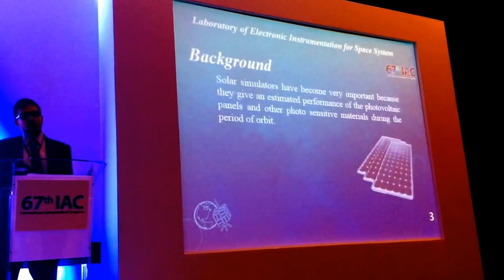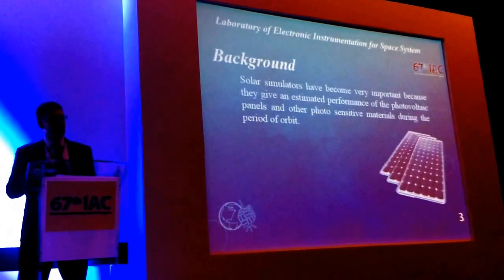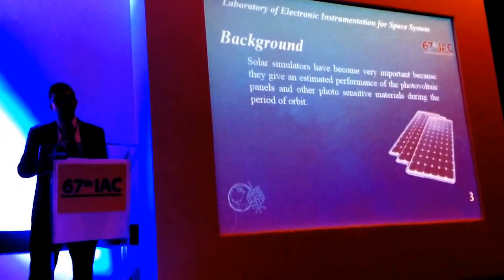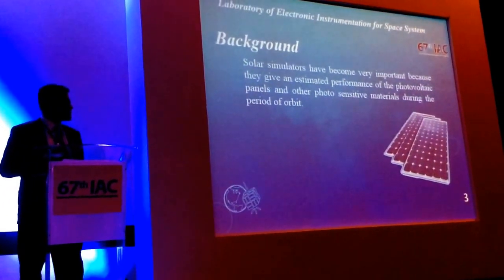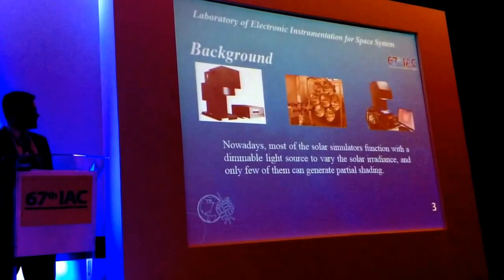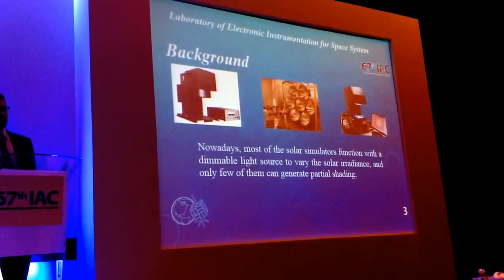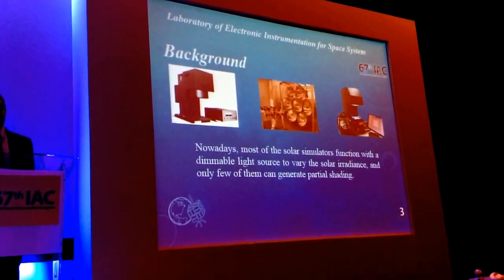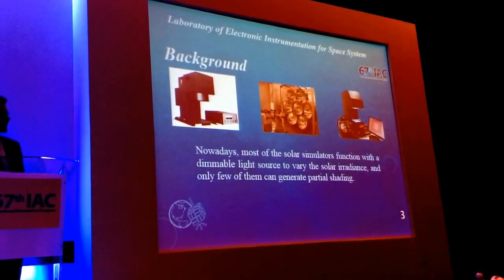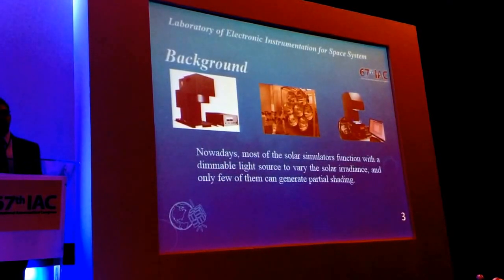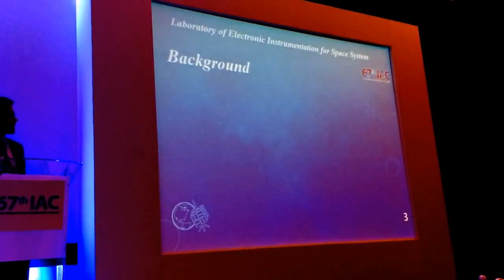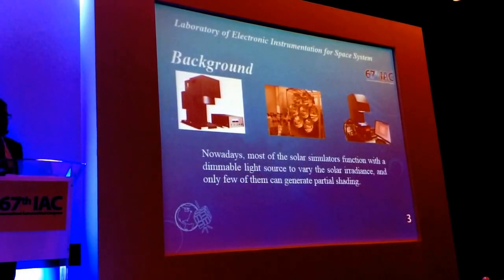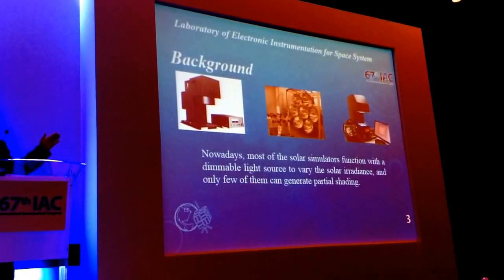Solar simulators have become very important because they give us an estimate of the performance of the photovoltaic panels that we use in our satellites during the period of orbit, of course. Nowadays, most of the simulators on the market function only with a diagonal light source and a fixed test plate, and only a few of them can generate partial shading. As we can see, here are the simulators that I have mentioned, only with a fixed test plate.